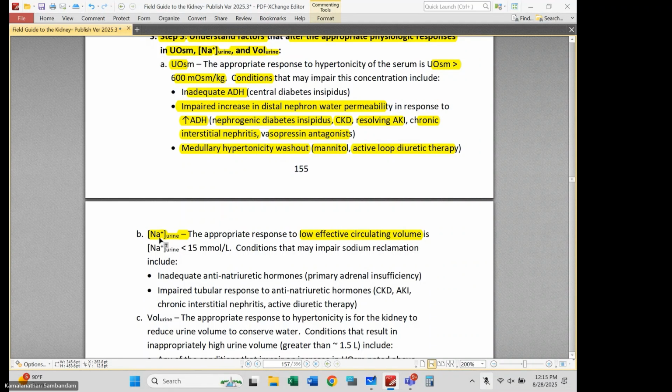Okay, so in a patient whose ADH is high, it would be driven by hypertonicity itself, right? But it also would be expected to be driven by low effective circulating volume. So low urine sodium is going to be your biomarker for low effective circulating volume.